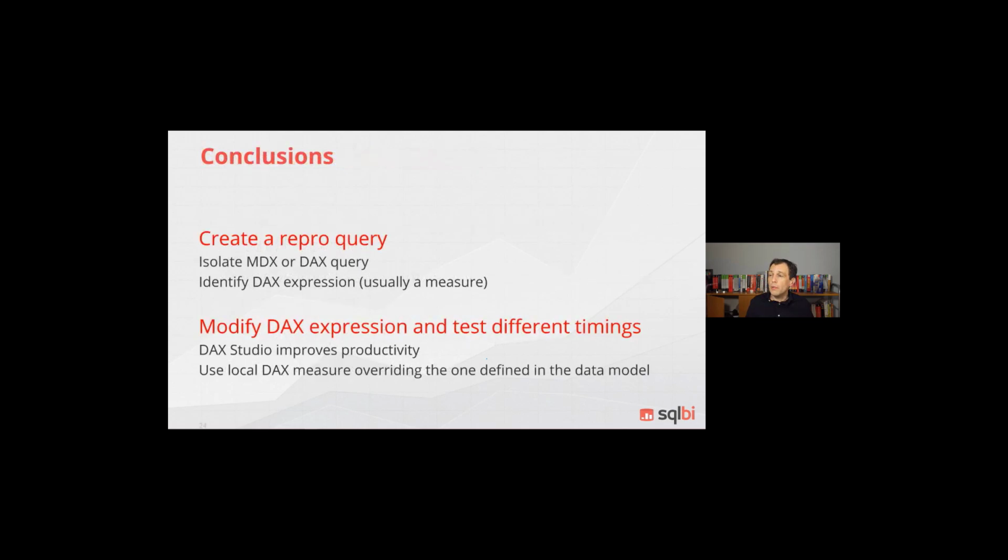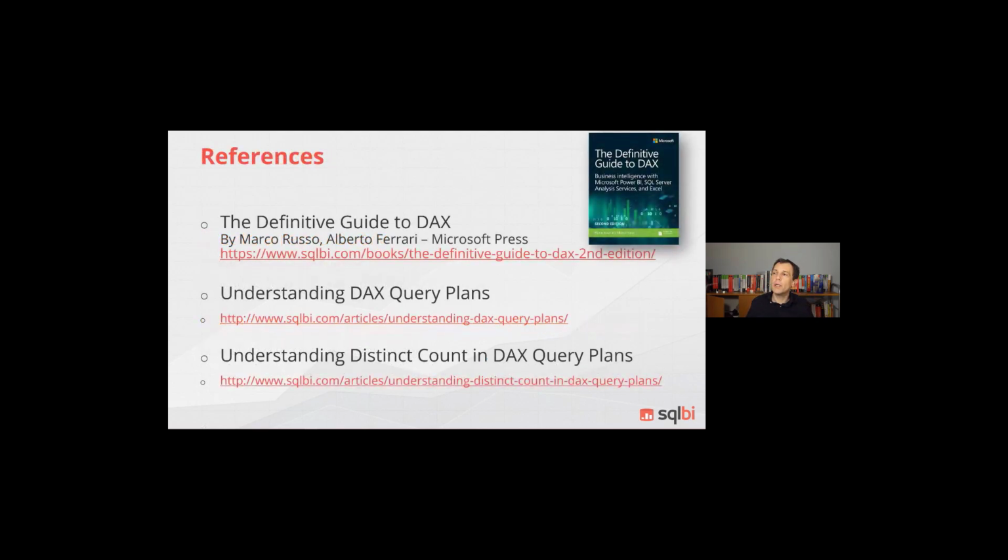So when you have a performance issue, first check which visual is slowest. Within the visual, check which measure is slower compared to other measures. Create a query that reproduces the problem, so you narrow the problem to something smaller to analyze, and then you start testing different implementations of the DAX expression for the measure and finding if you obtain better timing.